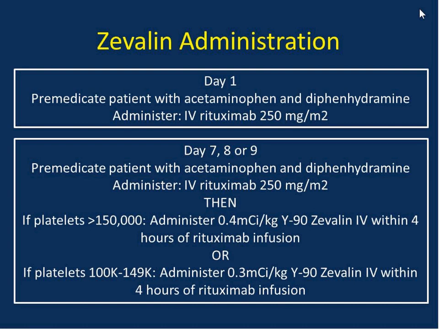So if they have a platelet count greater than 150,000, you administer 0.4 millicuries per kilo. If they have a lower platelet count of 100 to 149, you actually administer a smaller dose of 0.3. And that should be administered within 4 hours of rituximab. And if they have a platelet count less than 100,000, you would not administer the product.